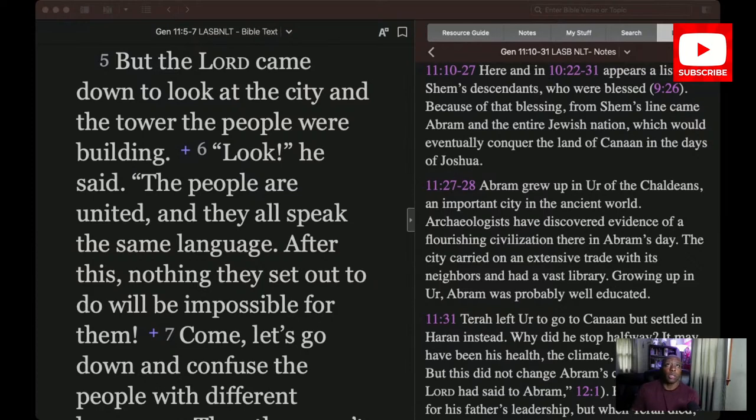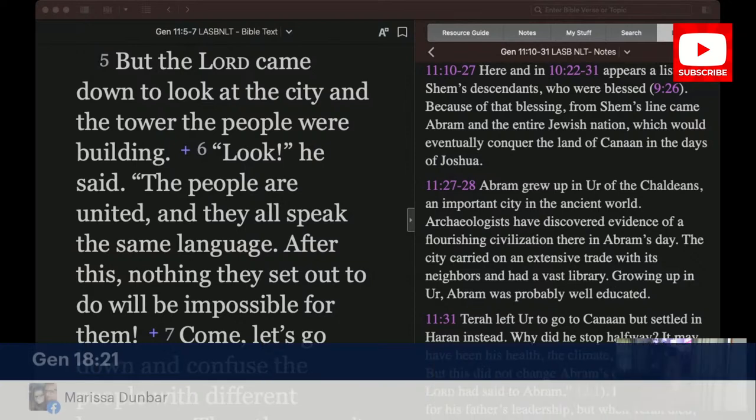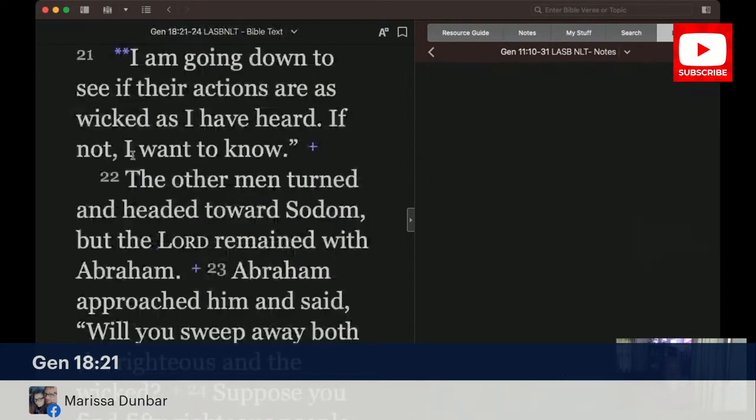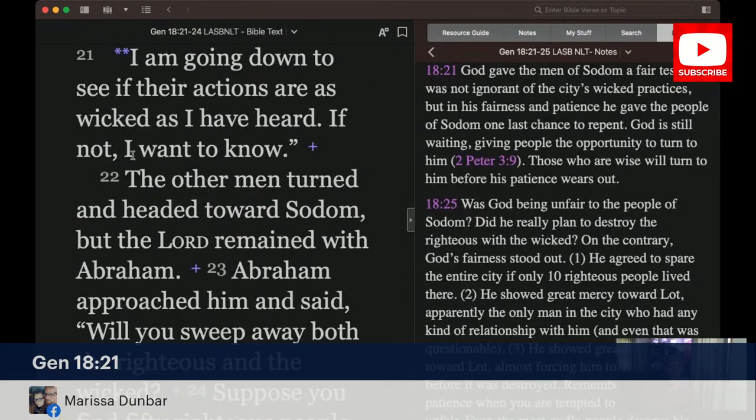Before we go further, let's look at Marissa's scripture and see what she has to say. We'll be looking at Genesis chapter 18, verse 21. Genesis chapter 18, verse 21 says what? I am going down to see if their actions are as wicked as I have heard. If not, I want to know.